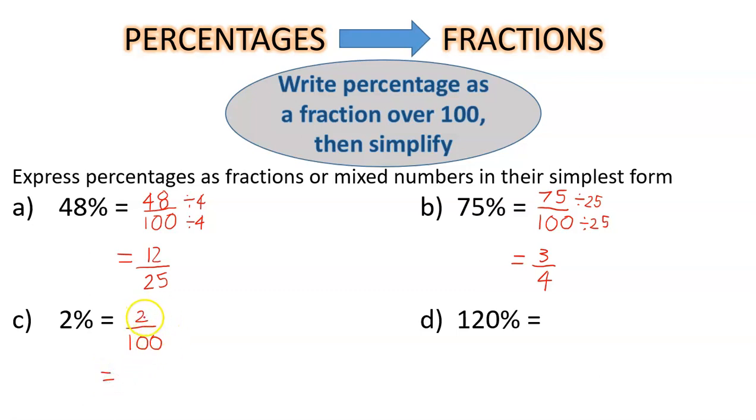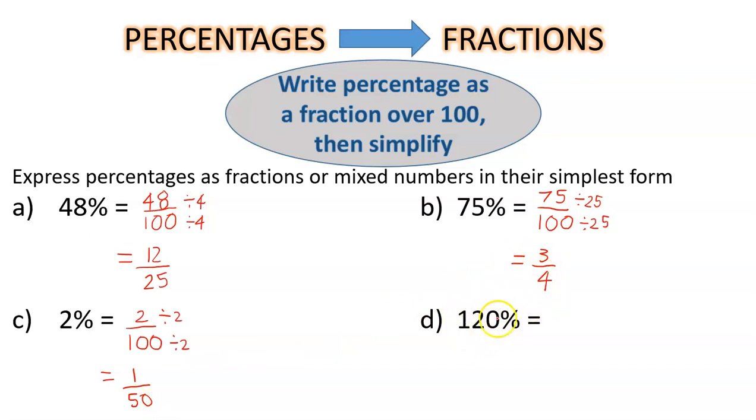And then I look at my fraction and say, can I simplify this? Well, these are both even. And I know that if I divide by 2, and I divide by 2, 2 divided by 2 is 1, 100 divided by 2 is 50. So 2% expressed as a fraction in its most simplest form would be 1 over 50, or 1/50th.